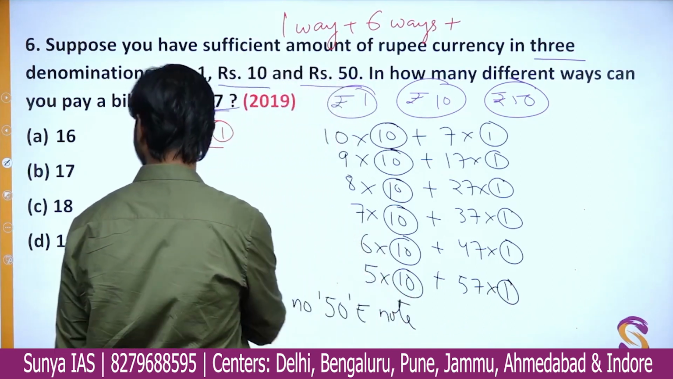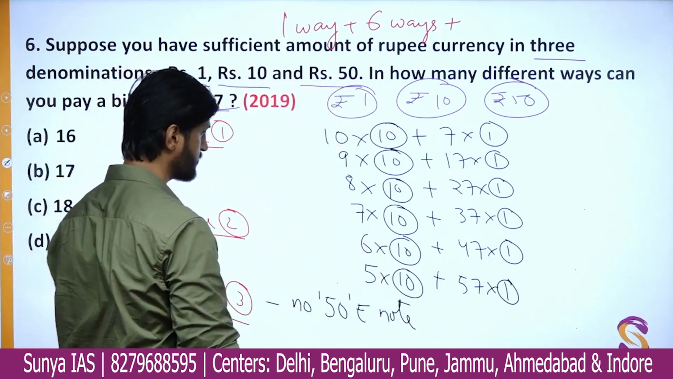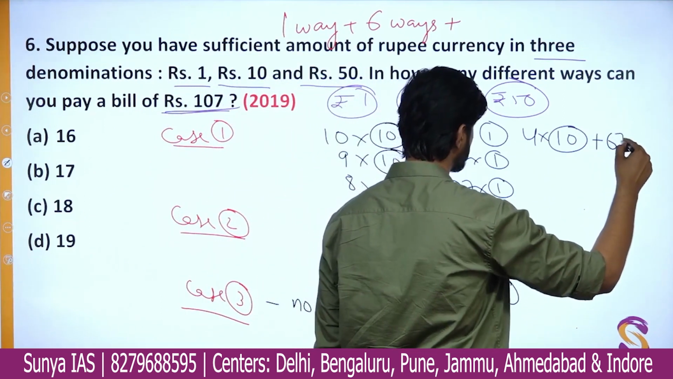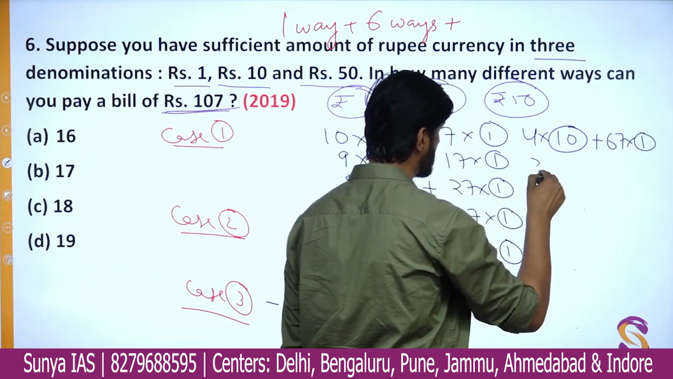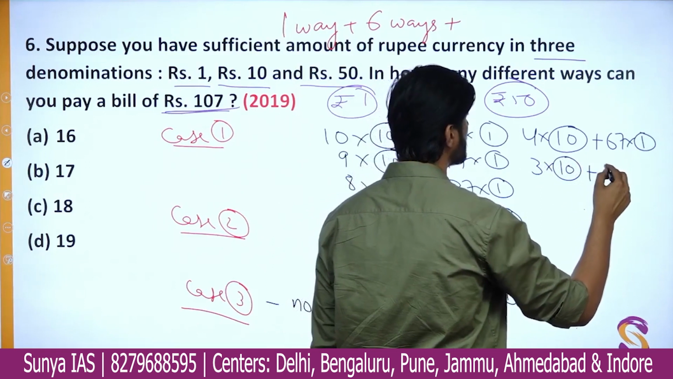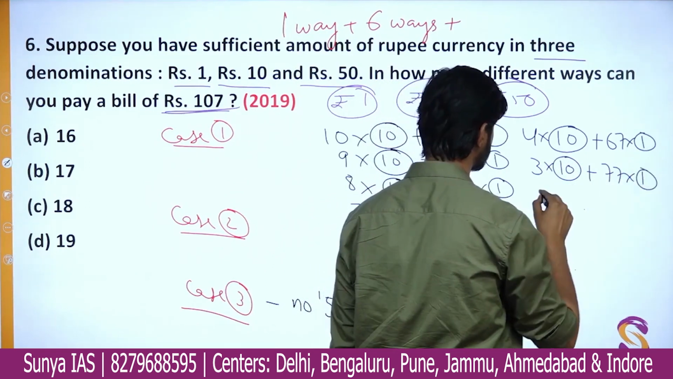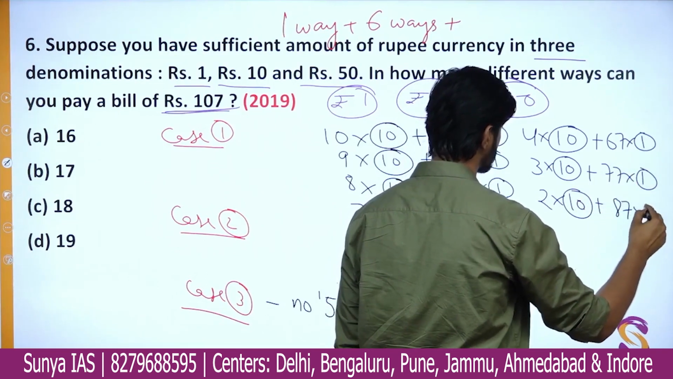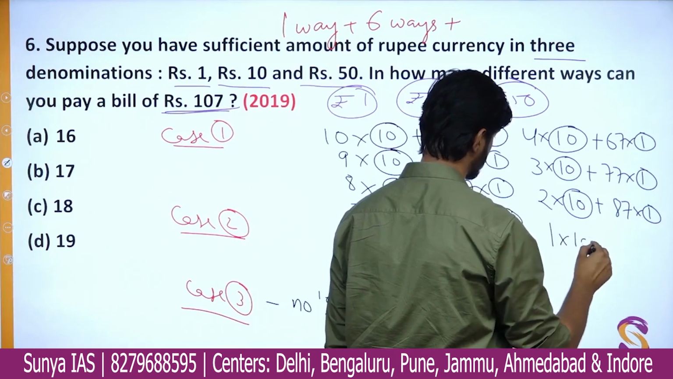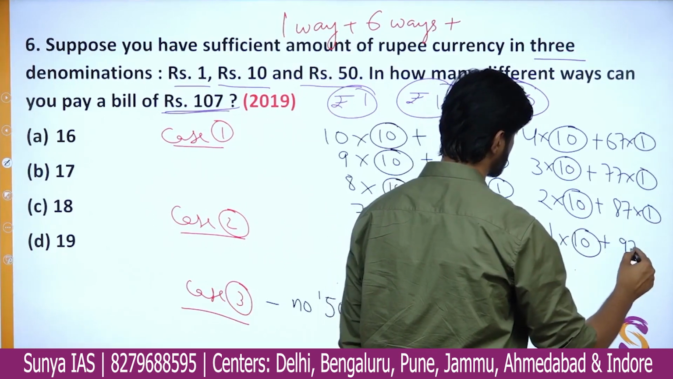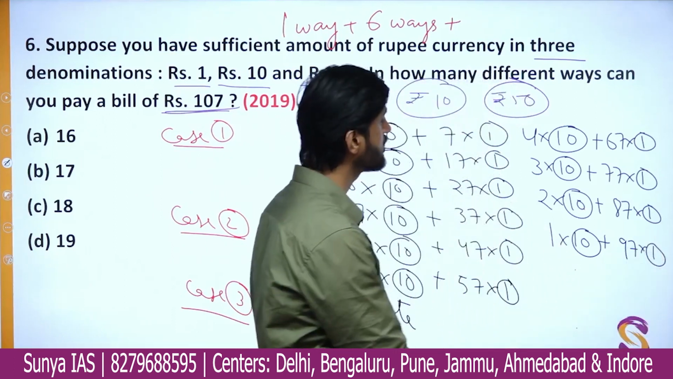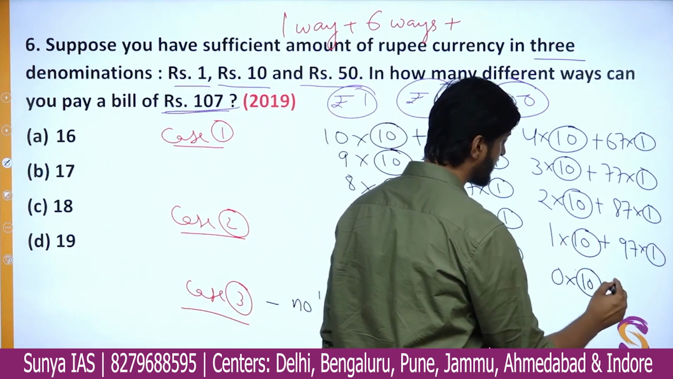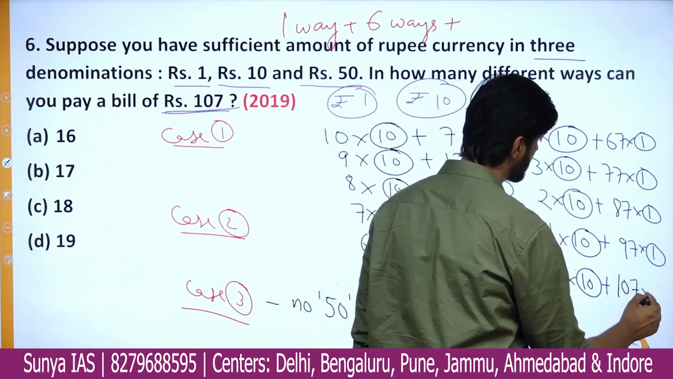What else? Then further you can have 4 coins of 10 and then 67 coins of 1. Then you can have 3 coins of 10 and 77 into 1. As you can see, these will be the further cases. And finally the case will be that you are not using any single 10 rupee coin and the rest of the amount, the total amount, will be paid by all 1 rupee coins.